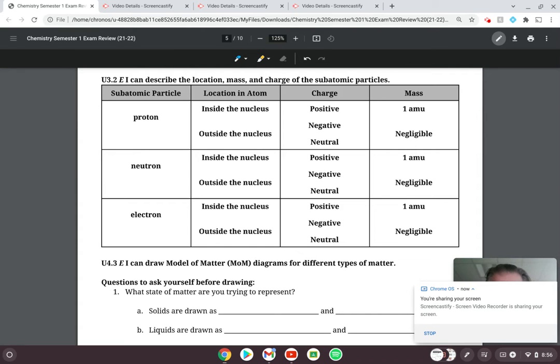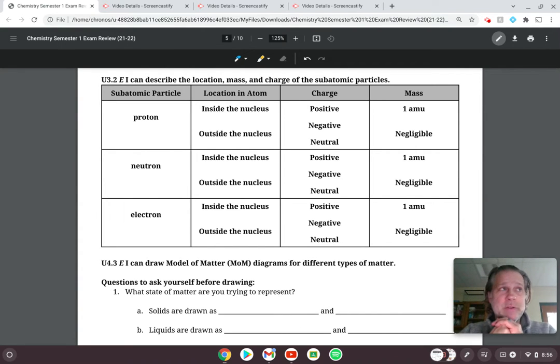Welcome back, and today we're going to go over the 5th page of the semester exam review, and this one starts off by dealing with the different types of subatomic particles. So we learned a little bit about the history of the atom, a very basic history of the atom, and from that we were able to learn a couple of things.